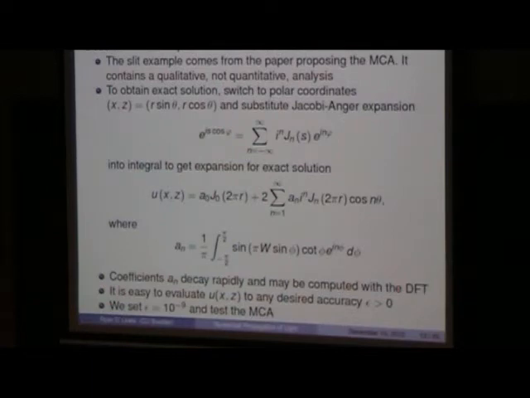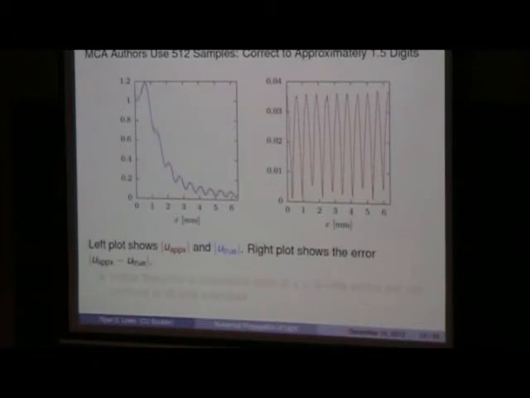To test the MCA, we evaluate the exact solution so that the field is correct in 9 digits and compare the output of the MCA with it. In the paper that this example comes from, the authors proposed using 512 samples, and it gives you an answer that's correct to about 1.5 digits. On the left, I'm showing you the true field in blue and the approximation from the MCA in red. And on the right, I'm showing you the magnitude of the error.